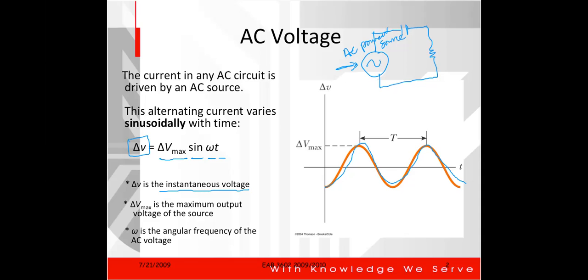So delta Vmax is what? Is the maximum output voltage of the source. Maksudnya this one, basically the amplitude, max amplitude of the voltage. And then omega is the angular frequency of the AC voltage, omega ni. Okay, T ni tadi adalah dia punya phase kan.